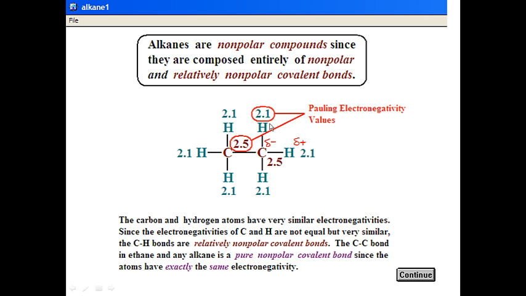Now there are going to be 3 or 4 times during the course of the year when I do invoke the delta plus charge on the hydrogen and the delta minus charge on the carbon.